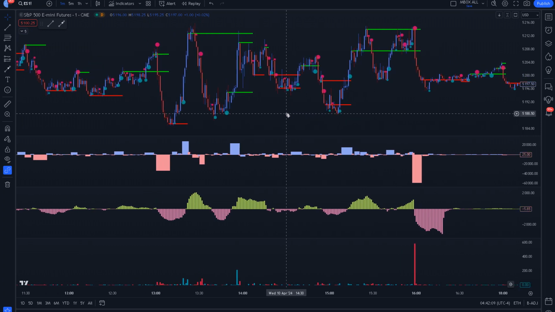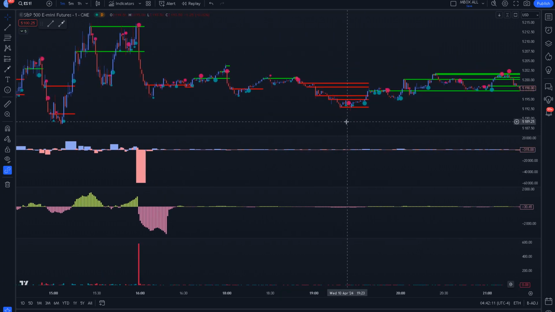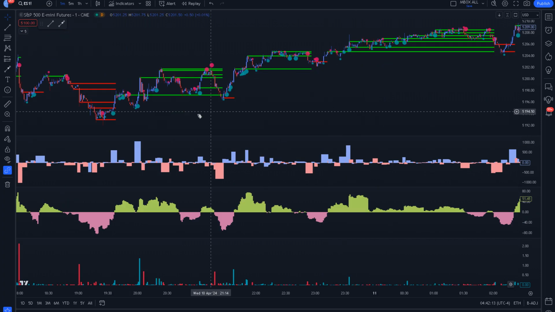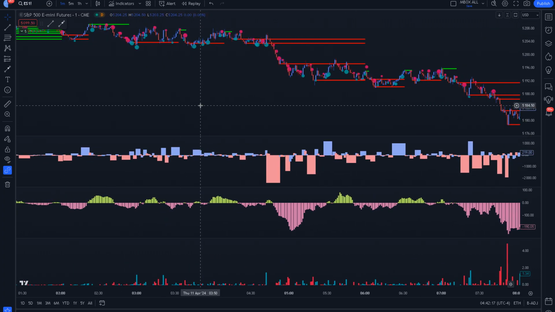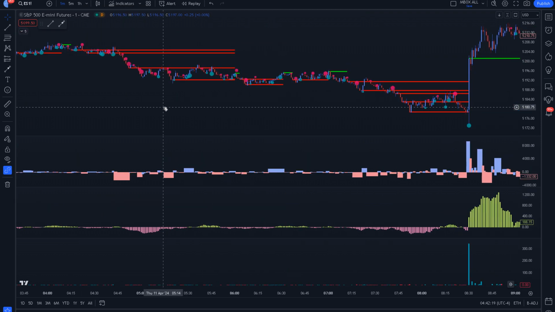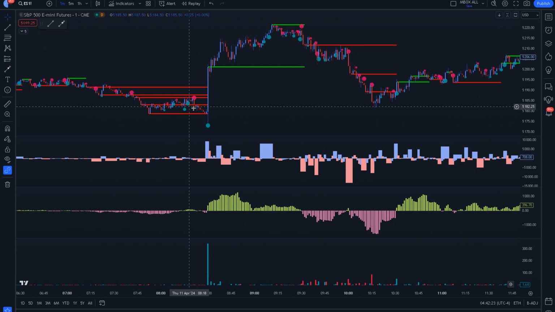Because it's just not as obvious, right? We want to simplify things. So let's move on to the next day. Thursday. Right, so Thursday we're seeing that we've got some movement way before the market open.